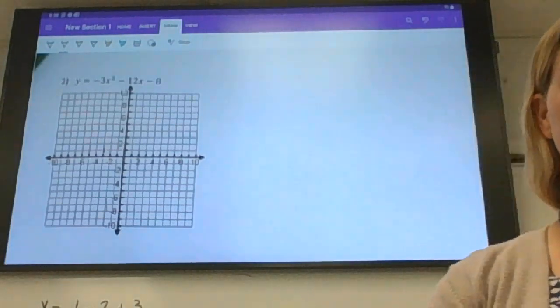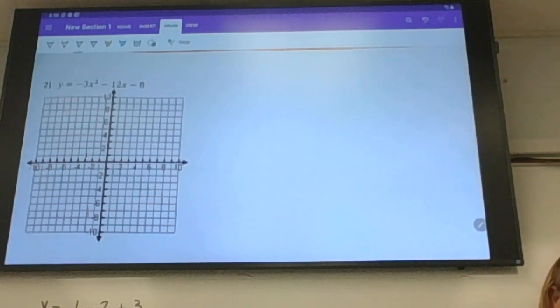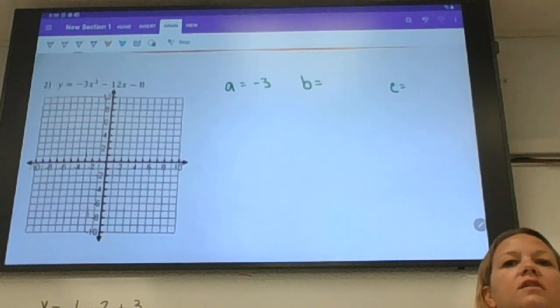Find ABC. Benjamin had it. Find ABC. A is probably 3x, -3x. B equals -12. C equals -8.